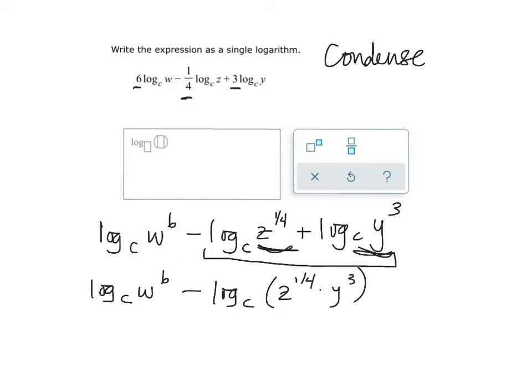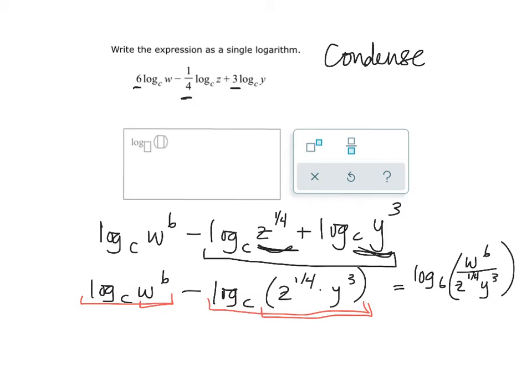And then this minus sign means we can divide. We can divide this being our numerator and then this being our denominator. Well, actually just what's under just this part. So this becomes, if we condense it more, log base c of w to the 6th power over z to the 1/4 times y to the 3rd. And you can leave your answer like that. However, sometimes they do want you to get rid of that rational exponent.